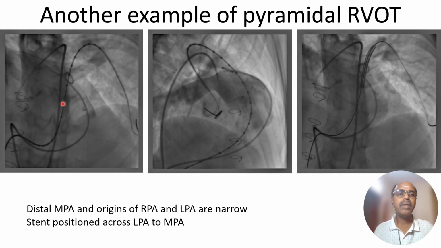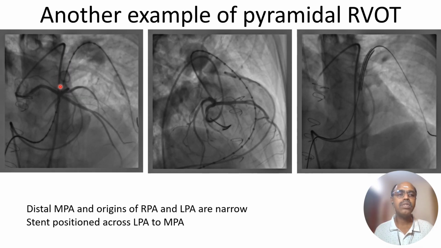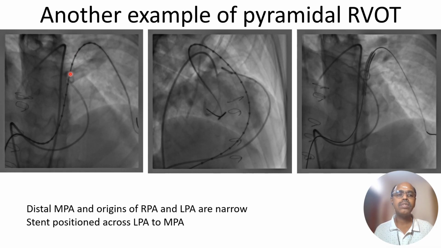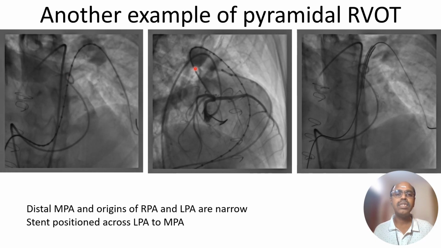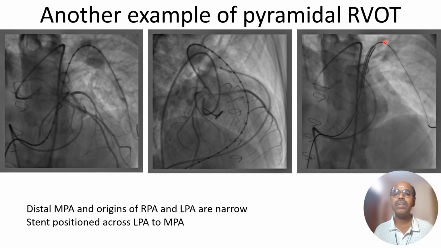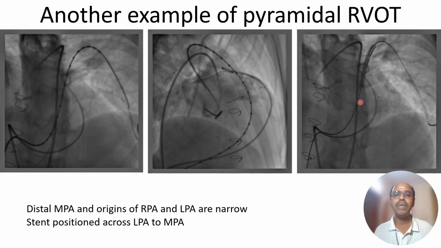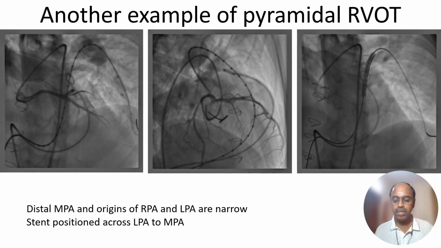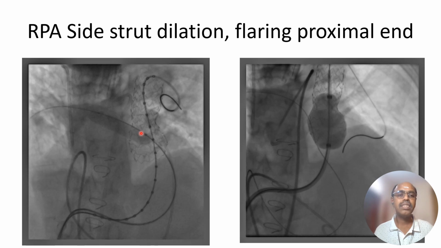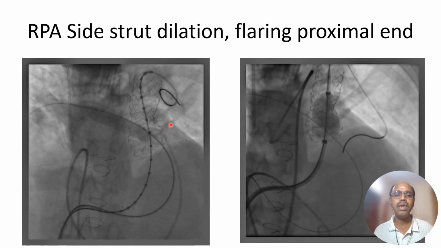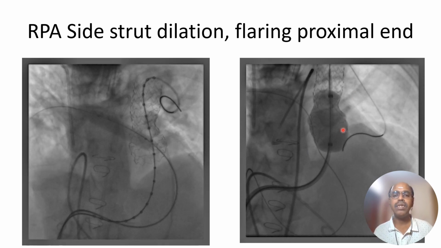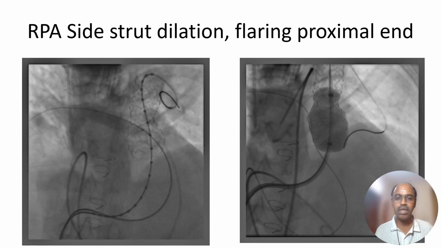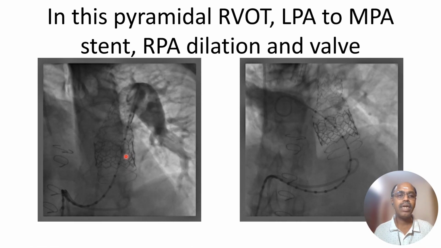Another example of a pyramidal outflow tract where a similar approach is used. RPA is much larger here. So here, a tight LPA origin stenosis. Same strategy. We are deploying a stent from the left pulmonary artery towards the main pulmonary artery. But remember here the RPA is slightly larger. So the next step was dilating the side strut of the RPA, flaring out the proximal edges with the Reliant balloon, and subsequently you get the valve implanted.